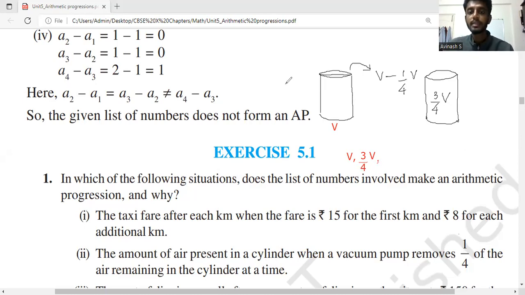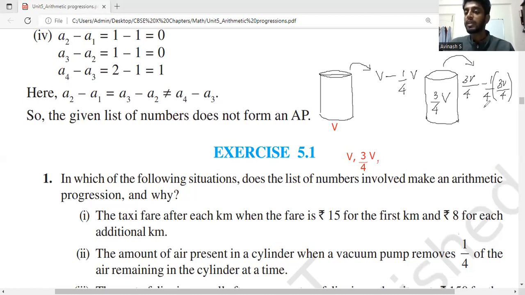Now again in the next step, we are removing 1/4 from this again. If you look at step 2, what is the volume that is already present? 3V by 4, from which we are removing 1/4 of 3V by 4. From this volume only we are removing 1 by 4, not from the initial volume. So the original volume is 3V by 4 and we remove 1/4 of 3V by 4.